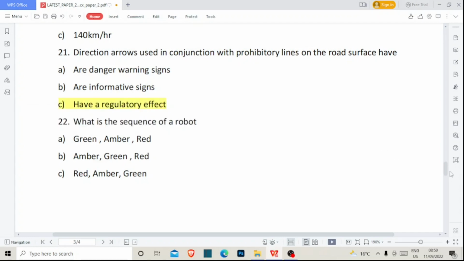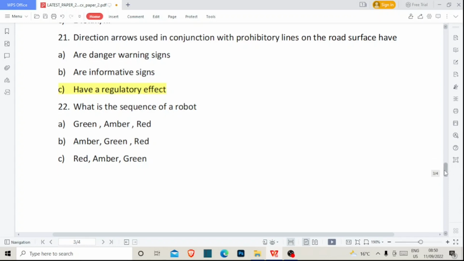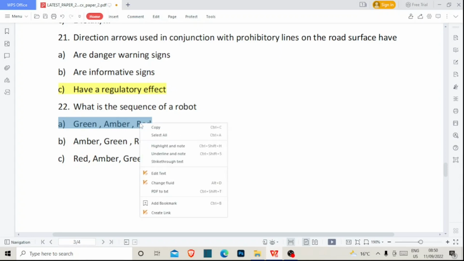Now let's go for number 22. What is the sequence of a robot? Is it green, amber, red, or green, red, amber, or red, amber, green? So what is the sequence of a robot? Well, the correct answer for number 22 is A. It's green, amber, red. As you can see here, let me just highlight that.